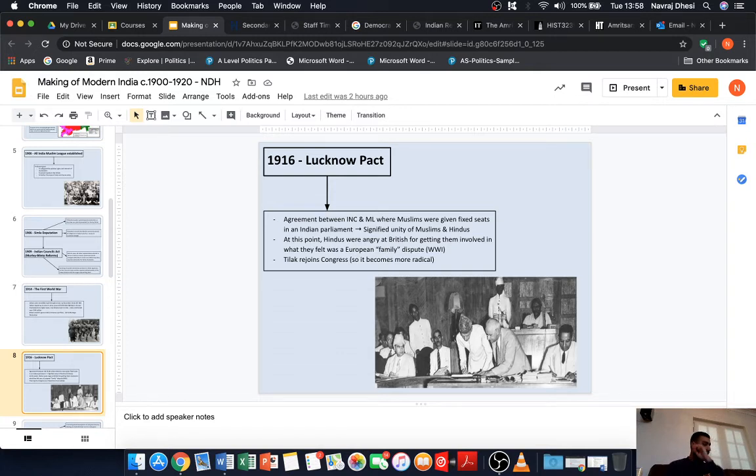But the Lucknow Pact in 1916 was an agreement between the Indian National Congress and the Muslim League, where the Muslims were given a fixed amount of seats in the Indian Parliament. So this signified unity between Muslims and Hindus.